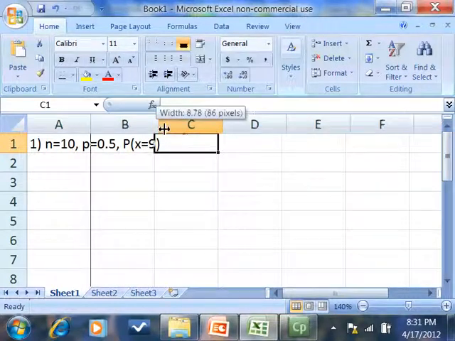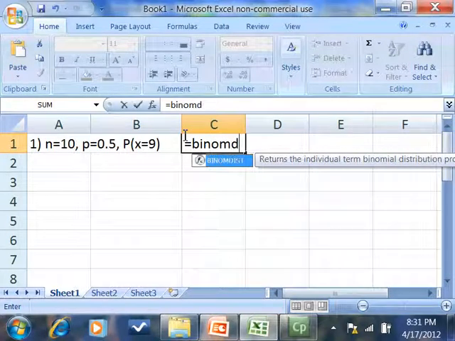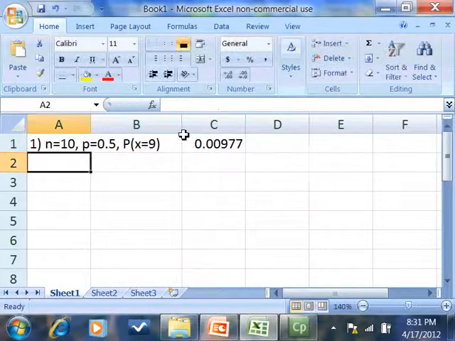When we plug it into Excel, it will be equals BINOM.DIST, and the first argument is 9. The number of trials was 10. The probability was 0.5. Cumulative would be 0 for no, since we're doing exactly 9.